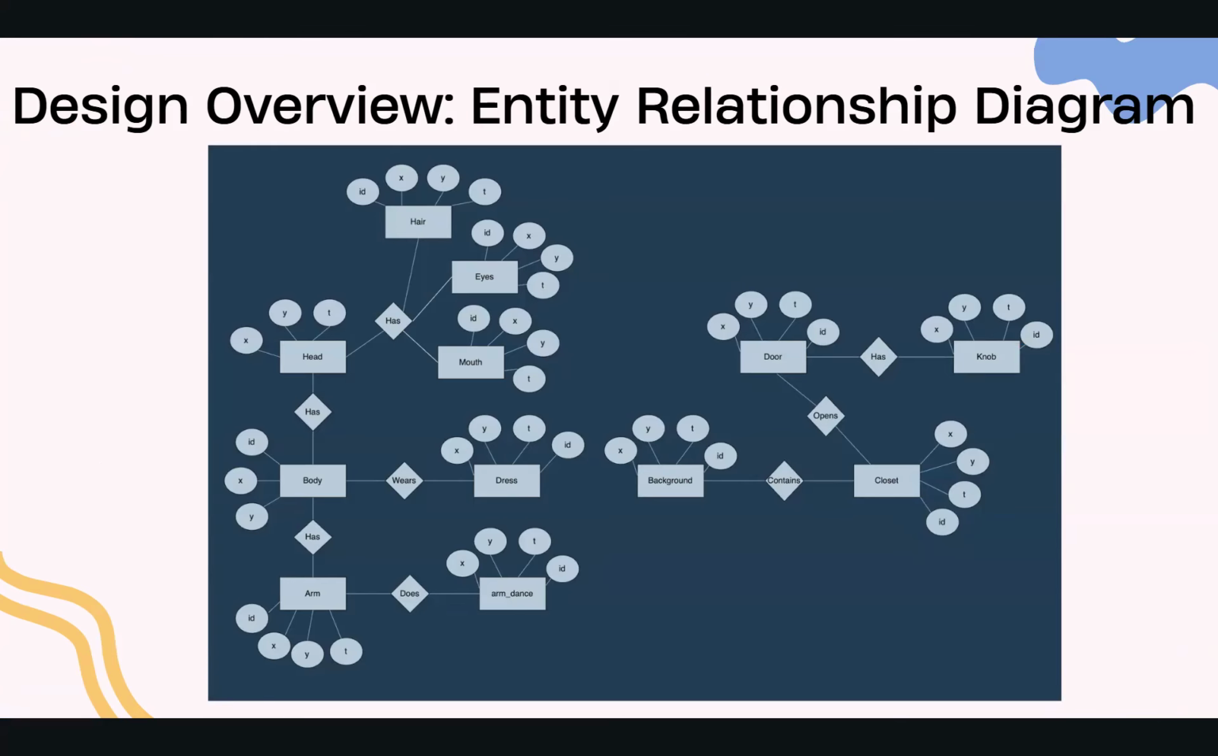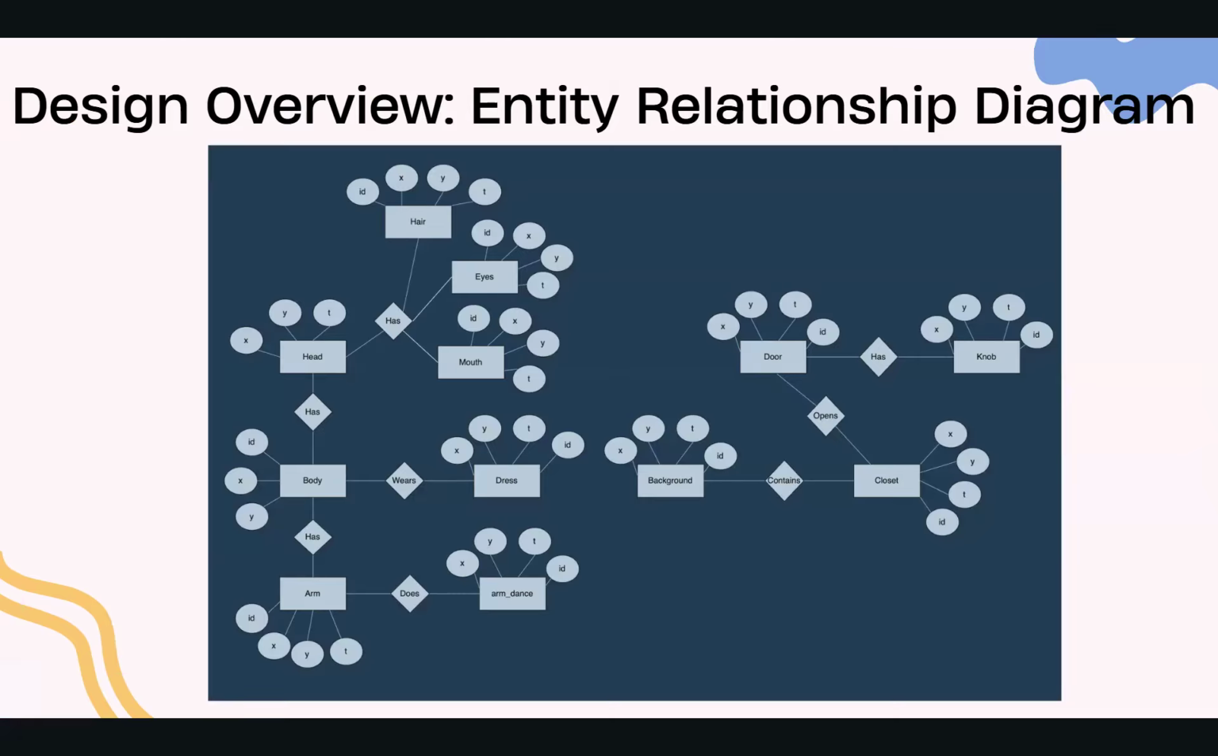So in our system, we have a white background with a closet that has doors that open and a dress that moves from the closet to the avatar, and the avatar that has body parts that dance once the dress is on the avatar. So in our diagram, we have 12 entities. We have our background that has a one-to-one relationship with the closet, and both of these are stationary.